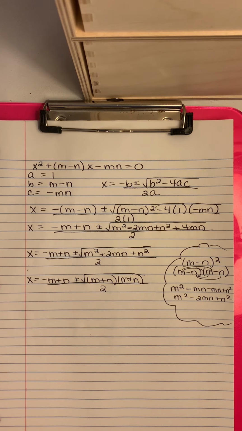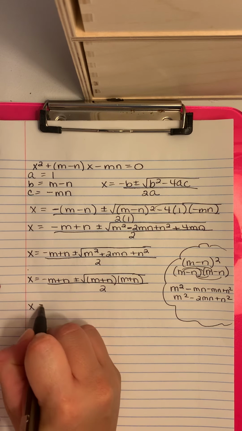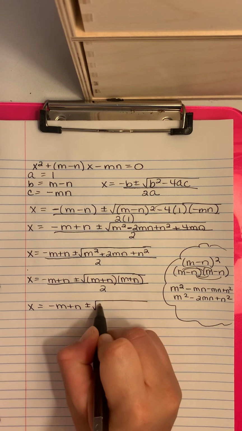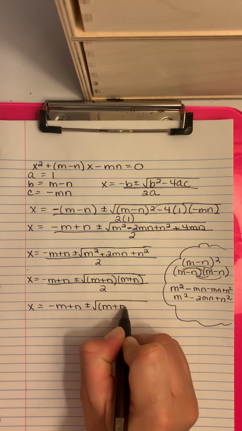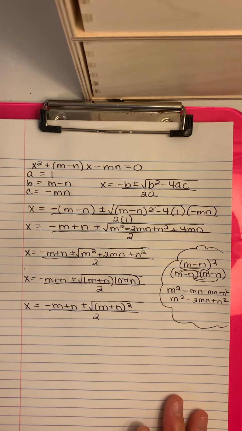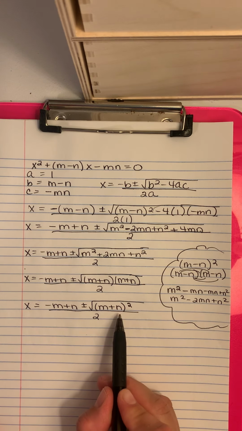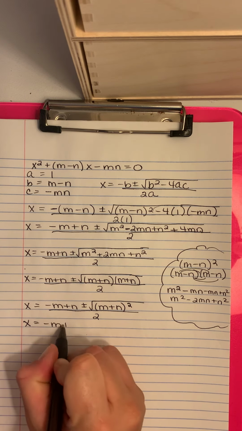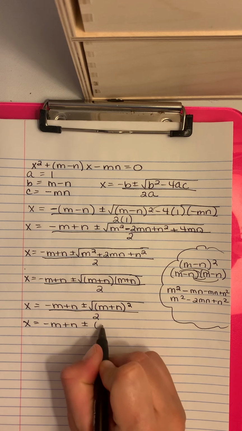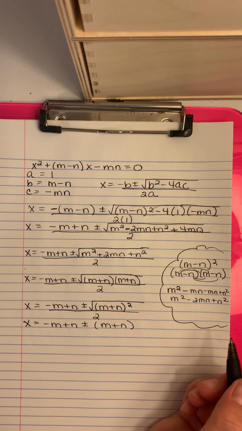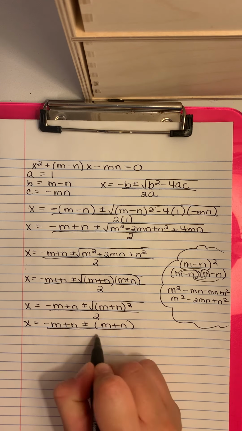which is a relief, because this is going to become the square root of m plus n quantity squared all over 2. And you know how to take the square root of that. So x is going to be negative m plus n plus or minus m plus n, because the square root of m plus n squared is m plus n. All right.